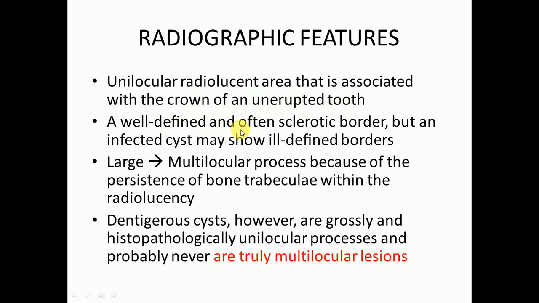A well-defined and often sclerotic border will be there, and if it is infected, then it may show ill-defined borders. If the cyst is larger in size, then it may show a multilocular process because of the persistence of bone trabeculae within the radiolucency. Dentigerous cysts, however, are grossly and histopathologically unilocular processes and probably never are truly multilocular lesions. So they are most commonly unilocular processes rather than multilocular lesions.